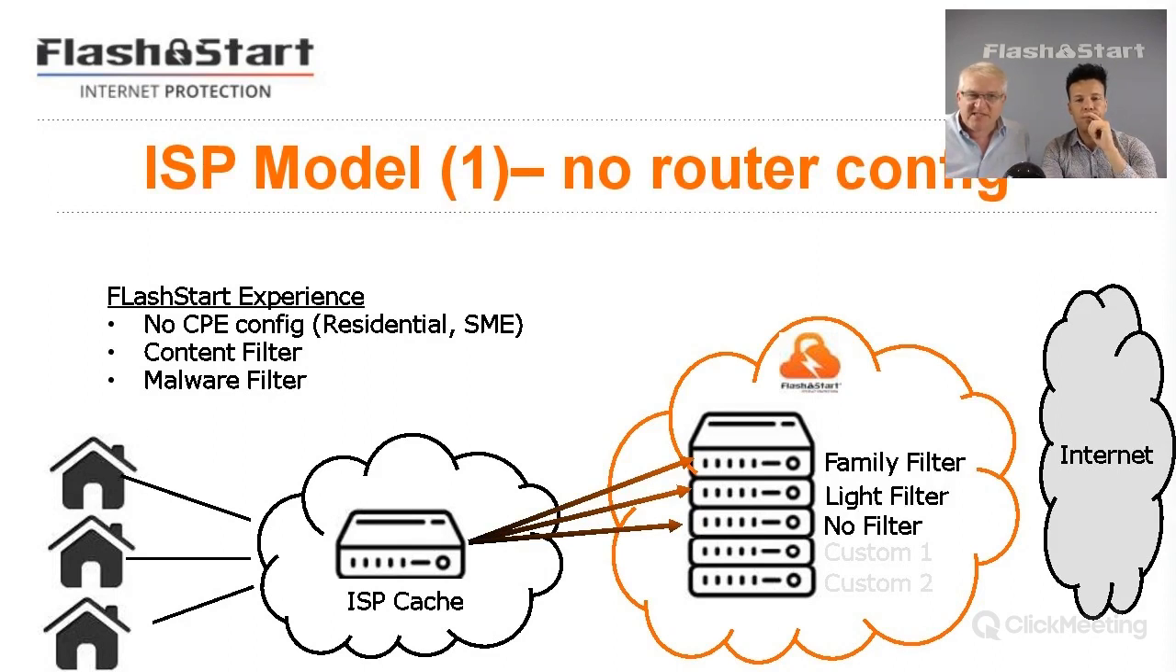To take an example of a residential user, you point them to your ISP cache. Within the cache itself, you decide with your subscriber whether they're going to use the family filter, a light filter, or something else. And you then just point them to a pair of DNS IP addresses that we'll supply to you. So no configuration tool, very fast deployment, ideal also for SMEs.